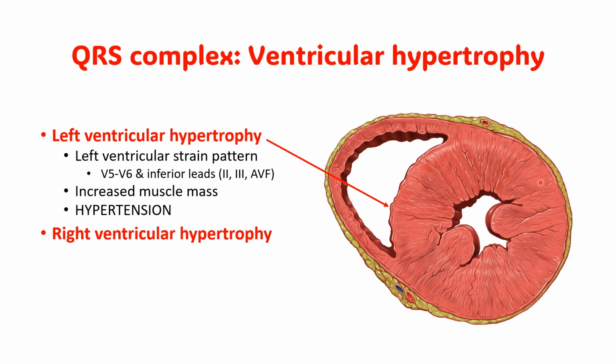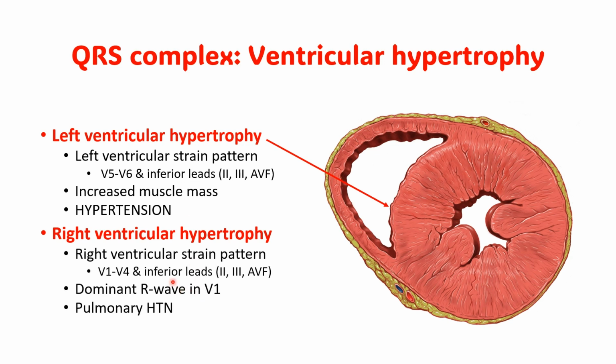So now let's talk about right ventricular hypertrophy. So we're going to have the opposite. We're going to have a right ventricular strain pattern. So we're going to see it in V1 to V4 and the inferior leads 2, 3, and AVF. Remember that's our ST depression and our T wave inversion.